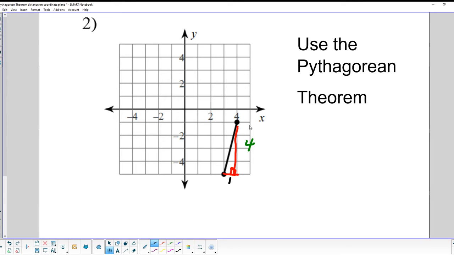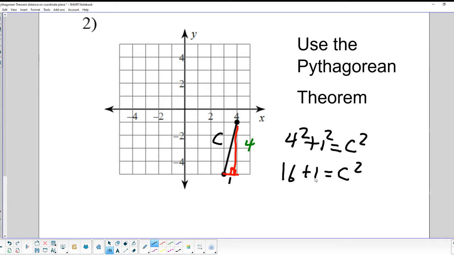So now we're going to try and find this diagonal. How long is C? Oops. So C is over here. I was stuck in eraser mode there for a moment. All right, so A squared, so 4 squared plus B squared equals C squared. 4 times 4 is 16. 1 times 1 is 1, and that equals C squared. 16 plus 1 is 17.